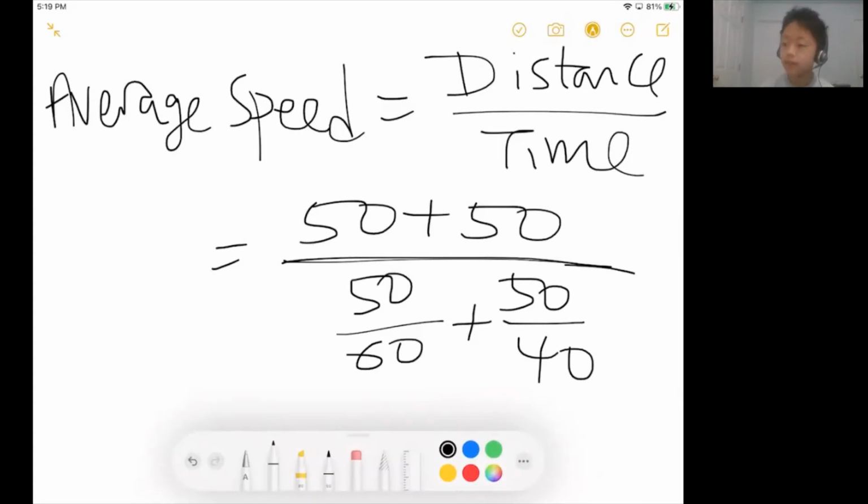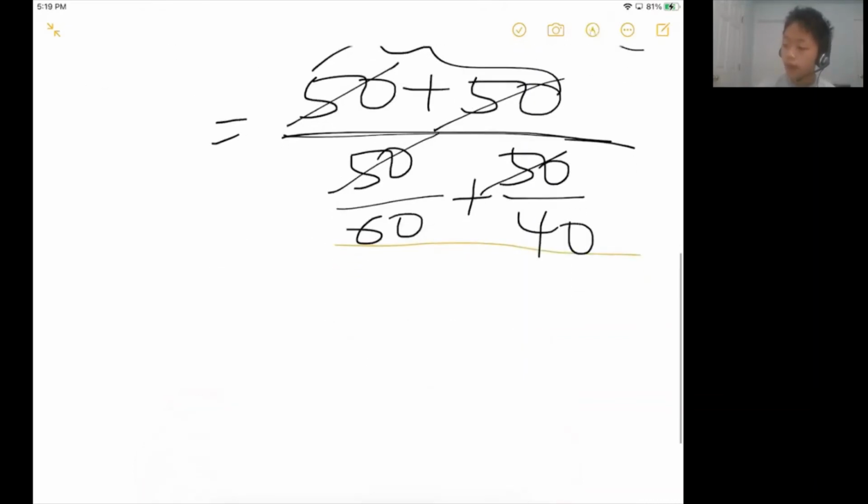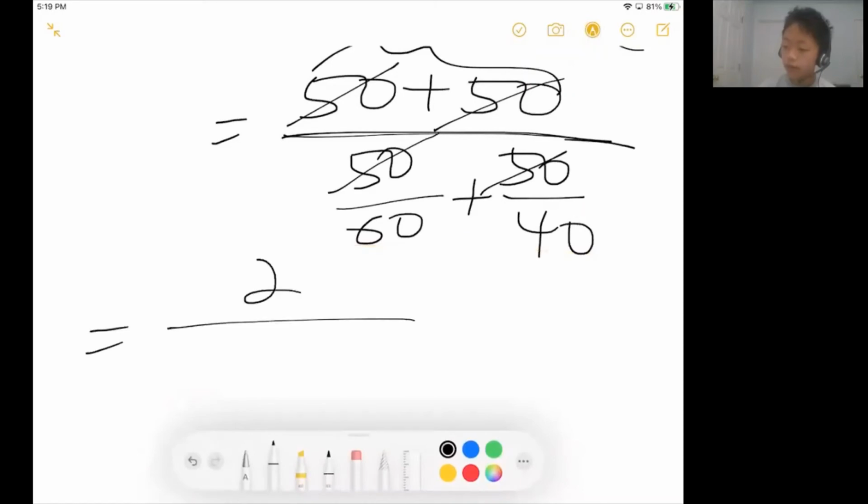And we can simplify this. We see that the 50s cancel. So in the numerator, we just have 2. And on the bottom, we have 2 over 1 over 60 plus 1 over 40. And just a fun fact, there's a special name for this. This is actually called the harmonic mean of 60 and 40, but that's not very important right now.